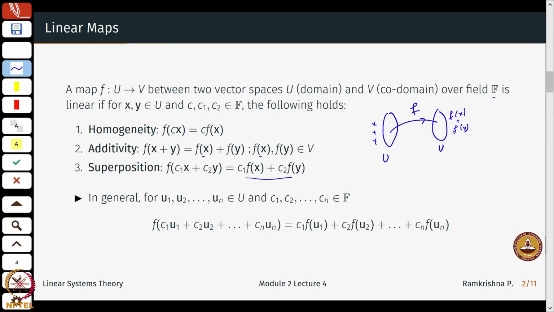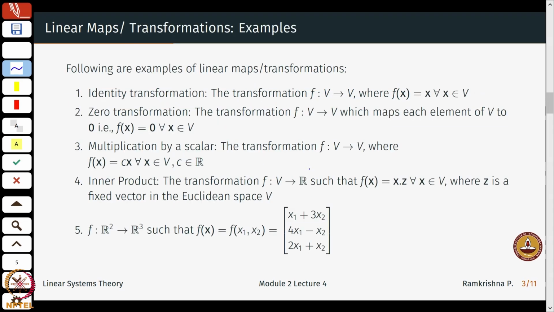So in general, if I have vectors u1 till un and numbers c1 till cn belonging to F, something like this, this is a generalization of what we have written over here. So this defines what linear maps are, and linearity we would have studied in linear circuits, and an obvious thing to check for is the principle of superposition. That exactly holds here also.